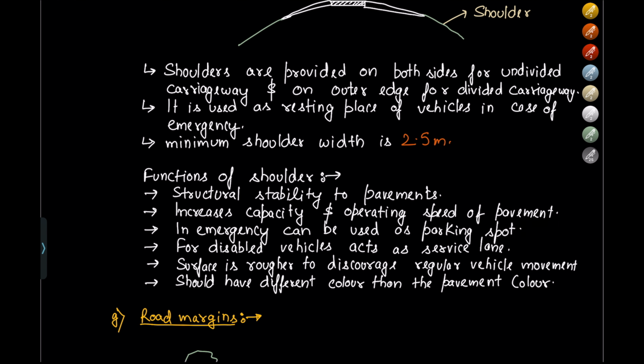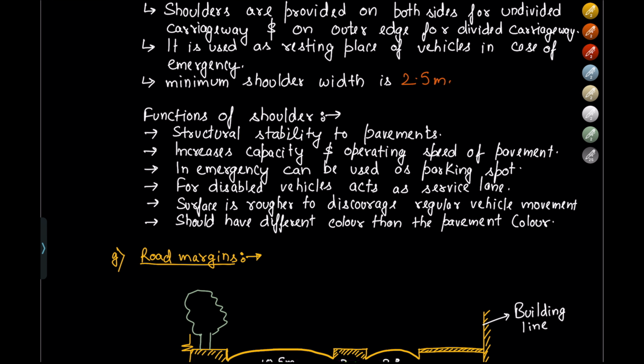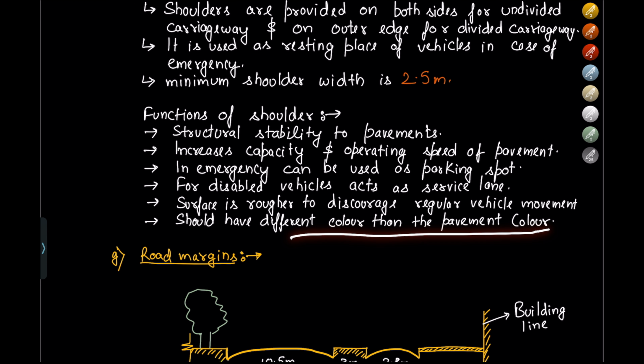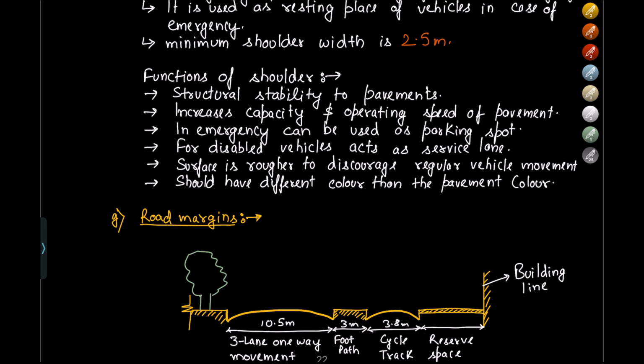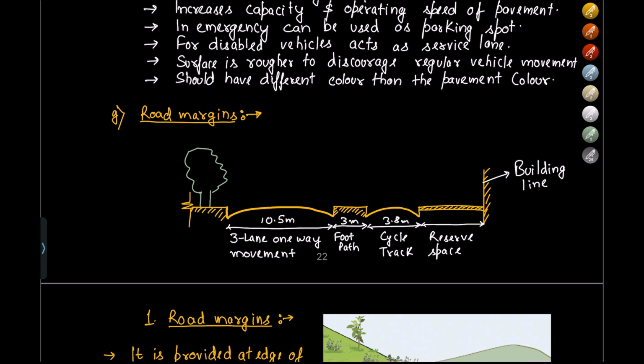First, the surface of the shoulder is rougher to discourage regular vehicle movement. The surface is kept rougher just so that vehicles are discouraged from using it, and it is used only in emergency cases. It should have a different color than the pavement color. This is to differentiate the shoulder, so that it is not travelled on in regular cases. Next is road margins.